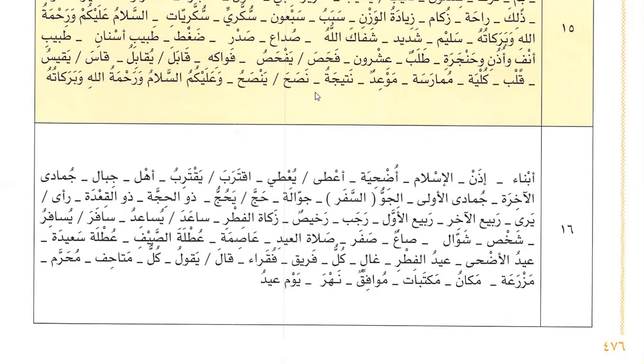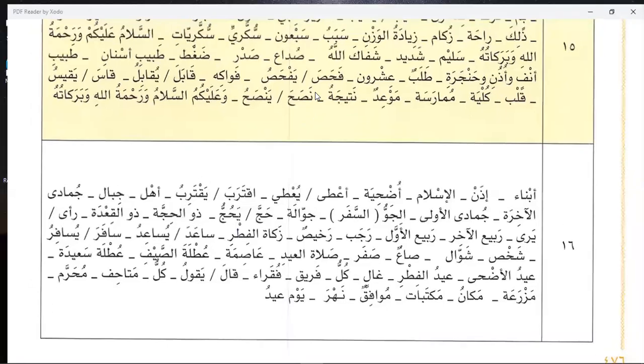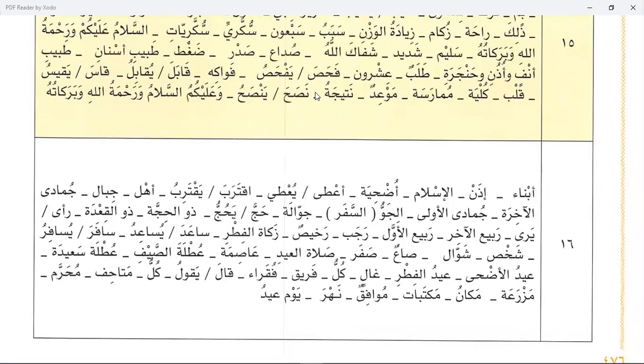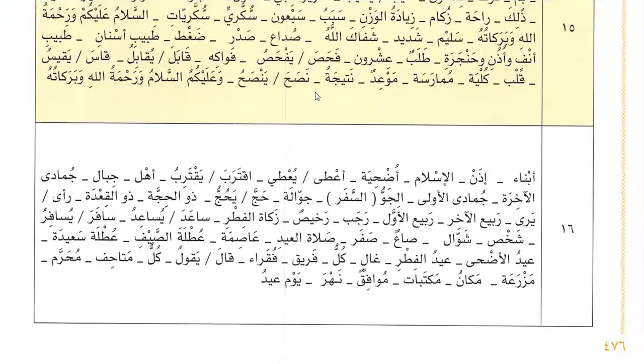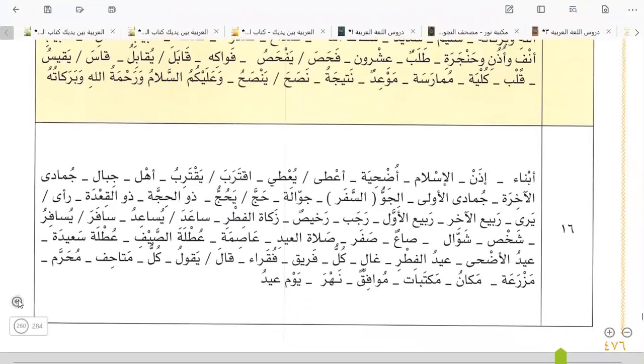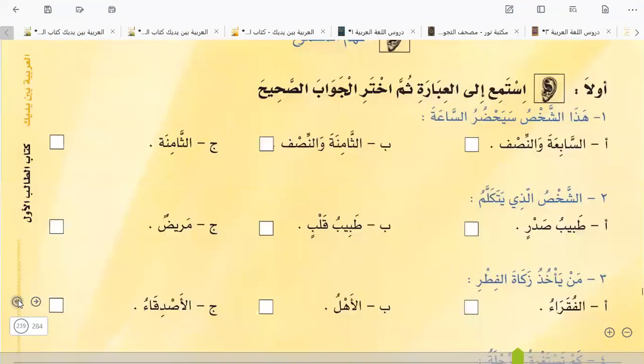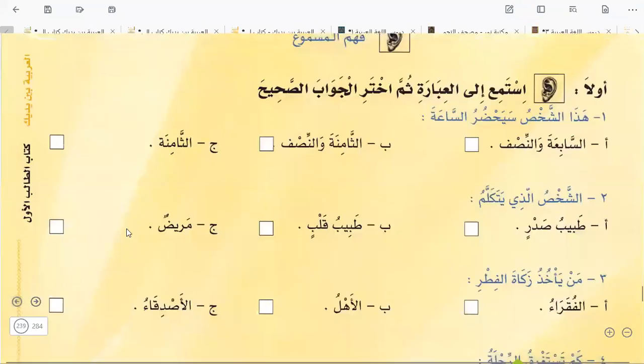Mazrata, farm. Makanu, place. Maktabat, libraries. Muafik, agree. Nahara, river. Yom Eidu, Eid day, okay.